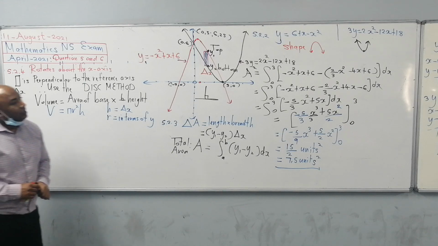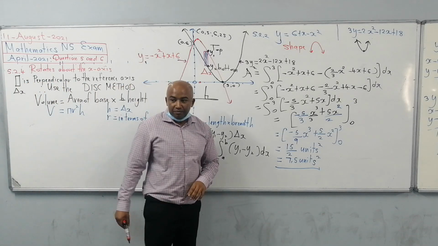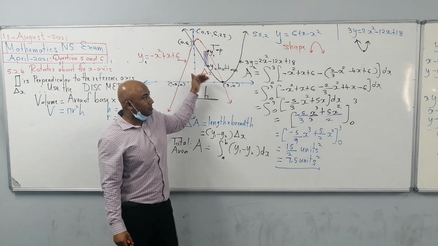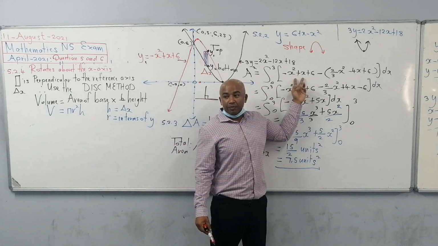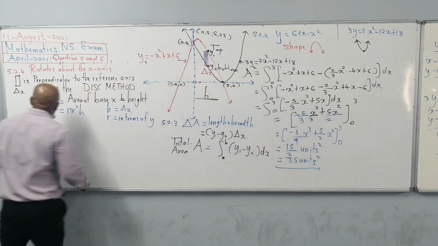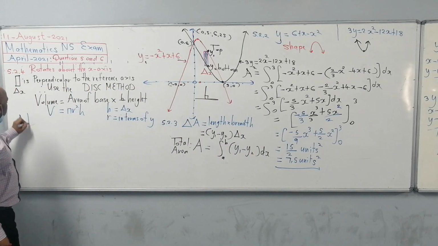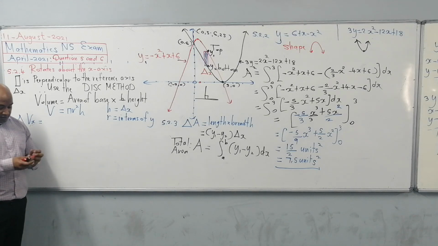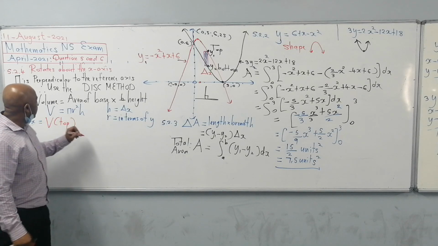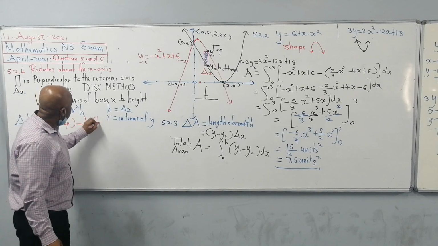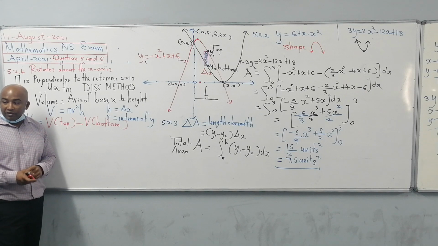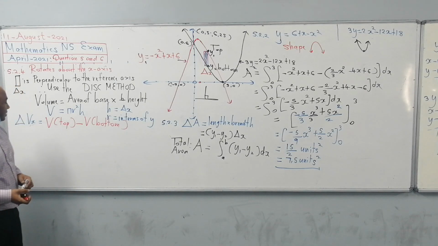Now, the fact is, how many graphs are we dealing with? We are dealing with an enclosed area, top graph, bottom graph. So what did we do here? We went area of the top graph minus area of the bottom graph. So that's what we're going to be doing here. So I'm going to go delta Vx. That means rotating about the x-axis. I'm going to go volume of the top graph minus volume of the bottom graph. That is how we deal with the disk method. It's volume of the top graph minus volume of the bottom graph.